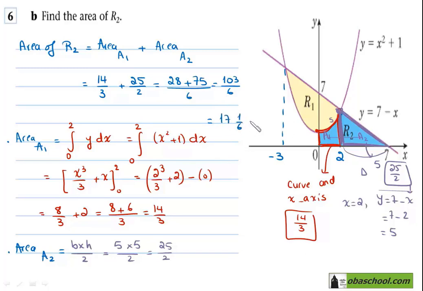As a recap, here we did not have a clear rule to use directly. We had to divide the area logically. We have the curve and the x-axis, where we used the integral rule, and we had the triangle shape. And R2 is the addition of these two areas.